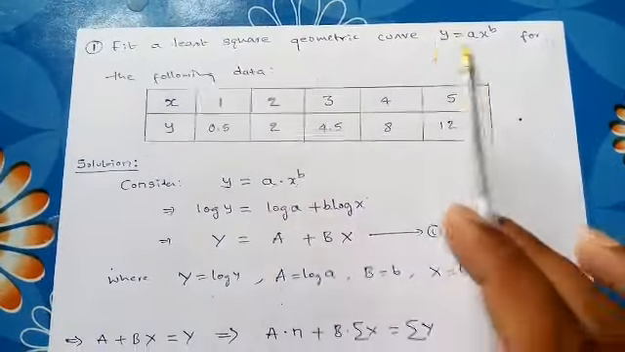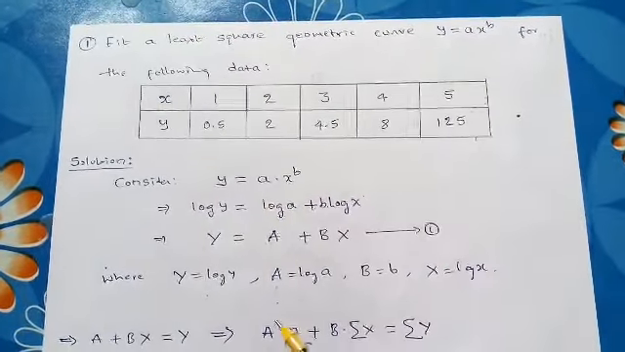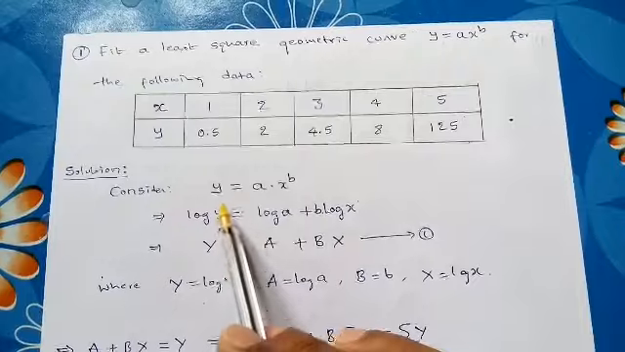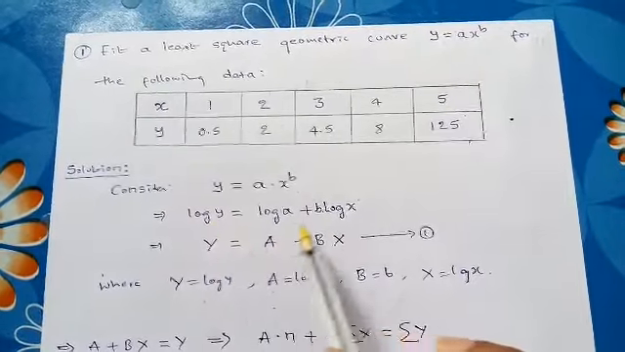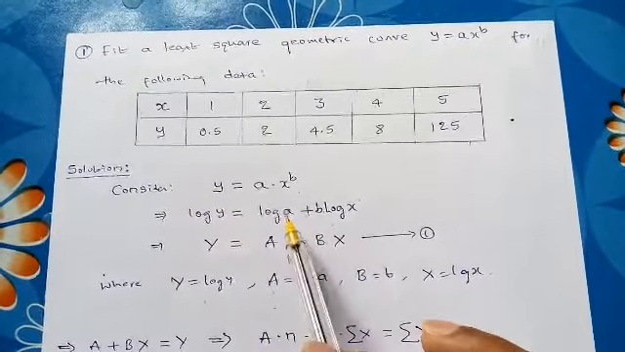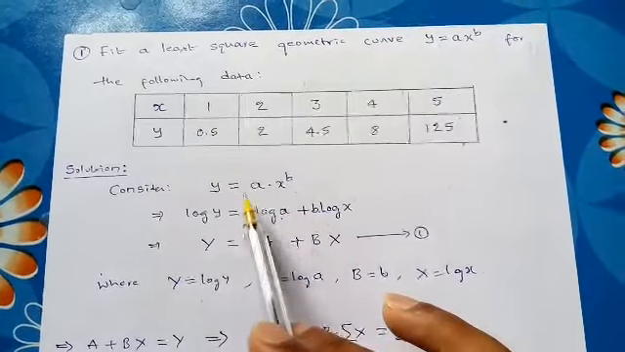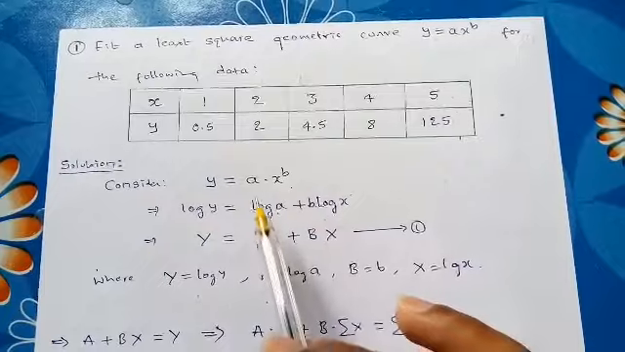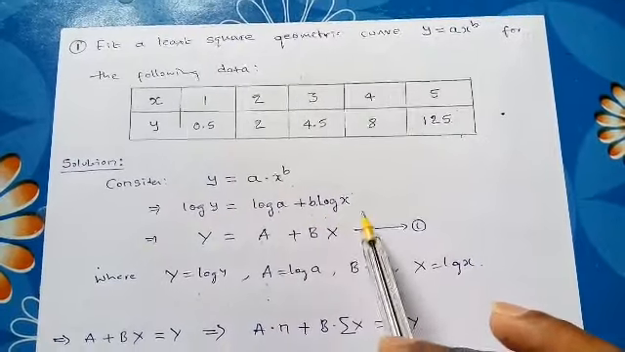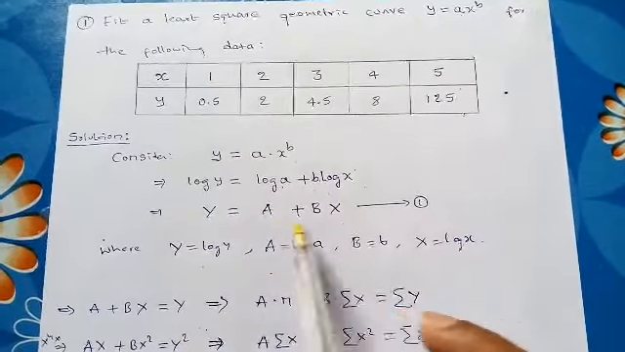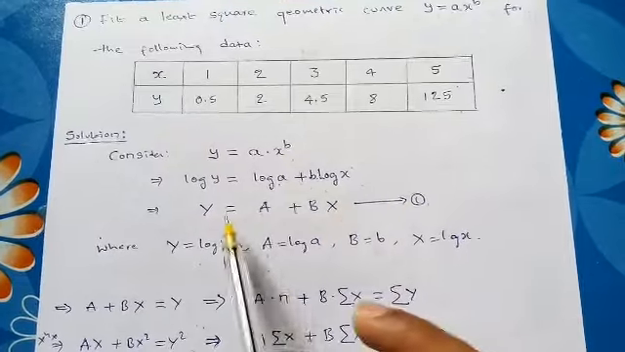To fit the given curve, first we have to derive the normal equations. For that, consider the given curve and take log on both sides. Here log y equals log of a into x power b. Log of a into x power b can be written as log a plus b into log x. So we can denote it by capital letters and call it equation 1. This equation is in the form of a straight line.